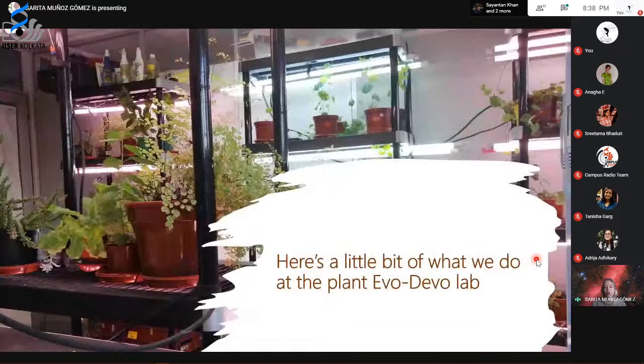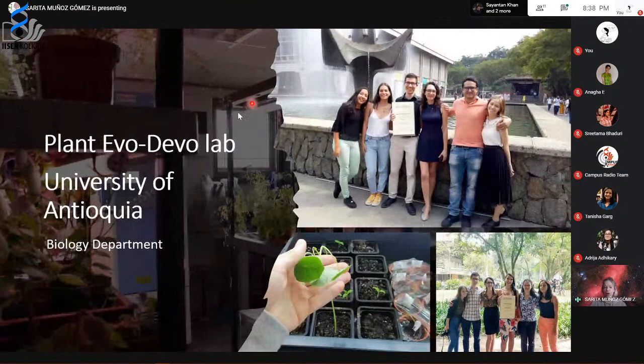But I also wanted to share a little bit of what we do at the Plant Evolution Lab, and what other members of the lab are doing right now, what they are working on. So, as I said before, the lab is at the University of Antioquia. Here are a few pictures of the members. This is our PI, Natalia Pavon.